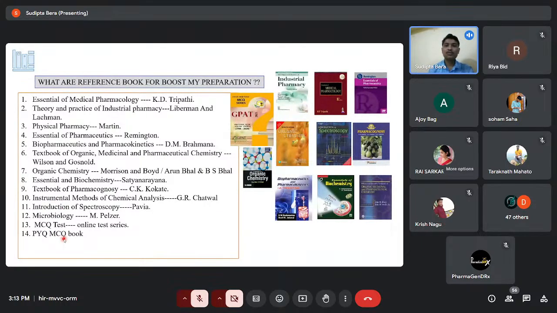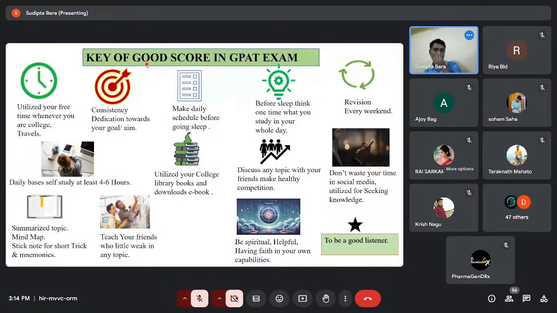Then MCQ books, like previous year MCQ books. These are the previous year papers published by GPAT Discussion Group. You all know. Then the keys to a good score in GPAT exams. So this is important.